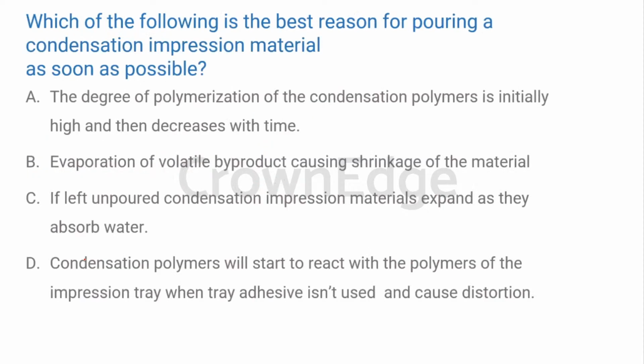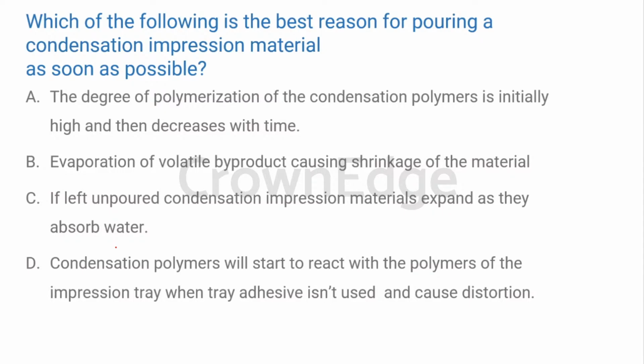Coming to the next question, right? Which of the following is the best reason for pouring a condensation impression material as soon as possible? Is it the degree of polymerization of a condensation material? Is it the evaporation of a volatile byproduct causing a shrinkage of the material? If left unpoured, does a condensation impression material expand by absorbing water? Or does it start to react with the polymers of the impression tray when a tray adhesive isn't used and cause distortion? So, what do you think is the correct answer?